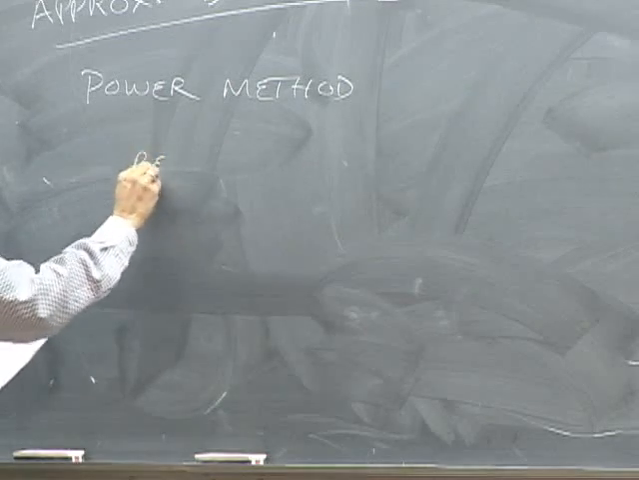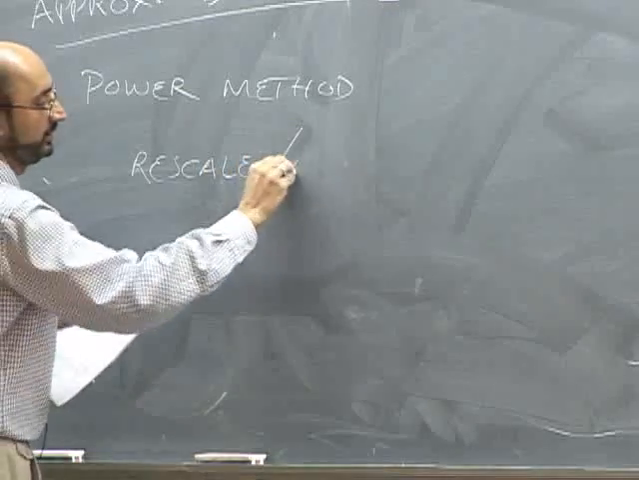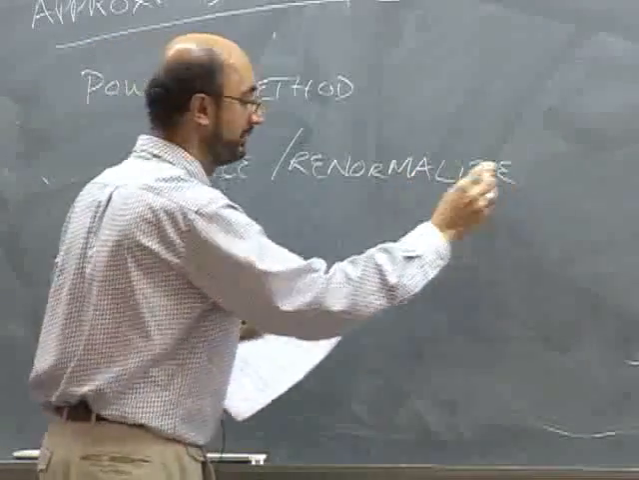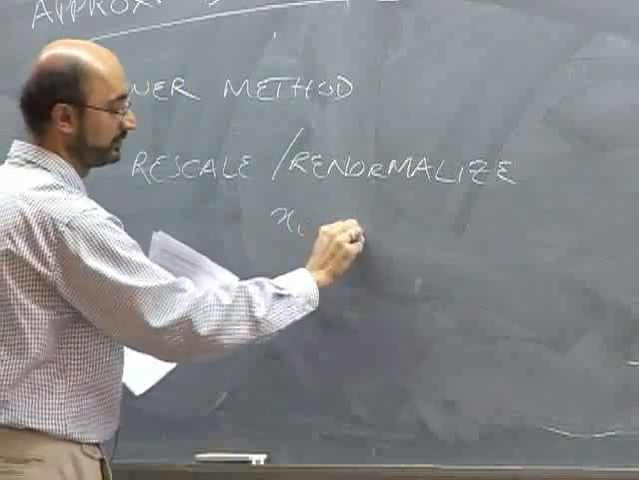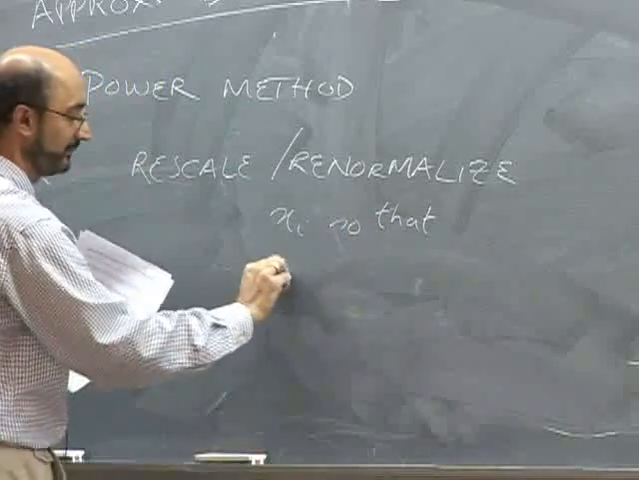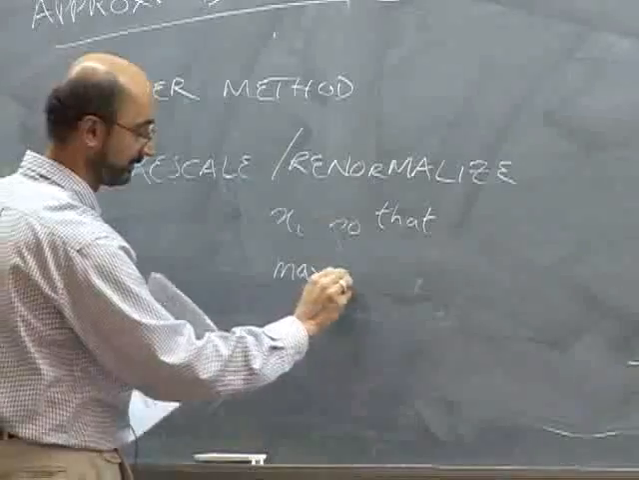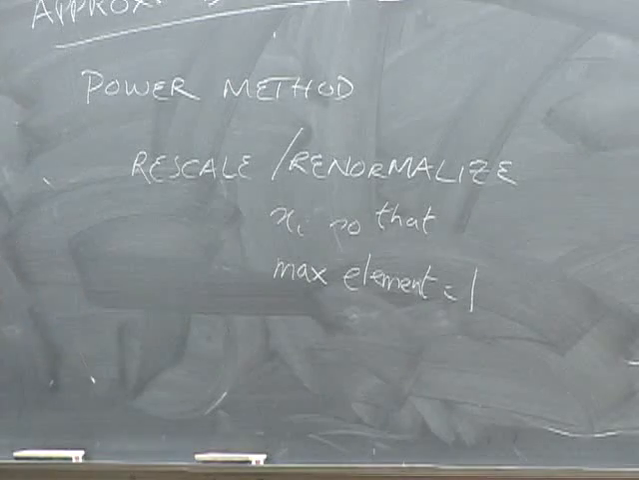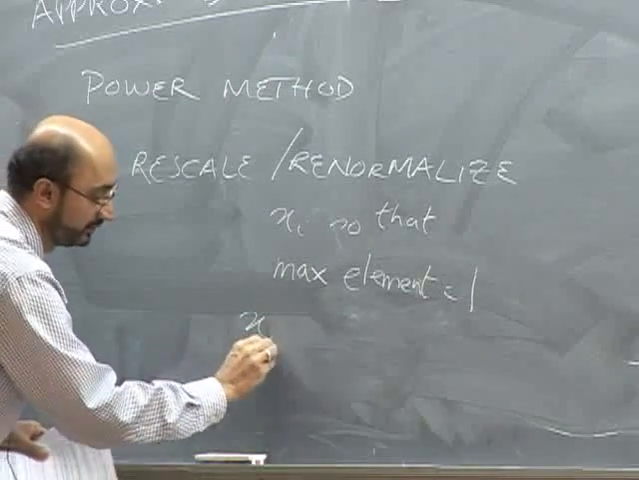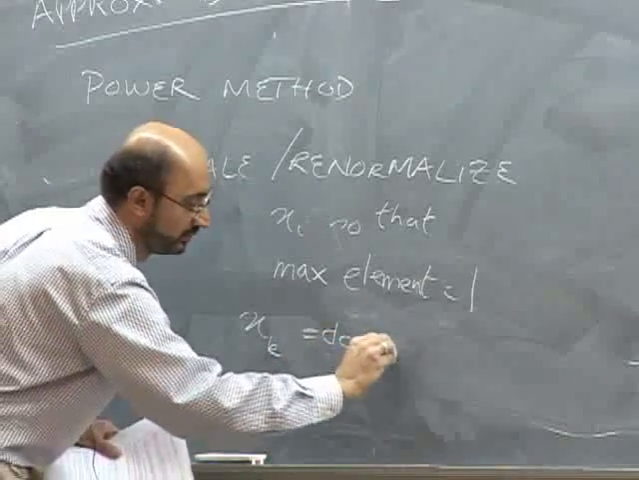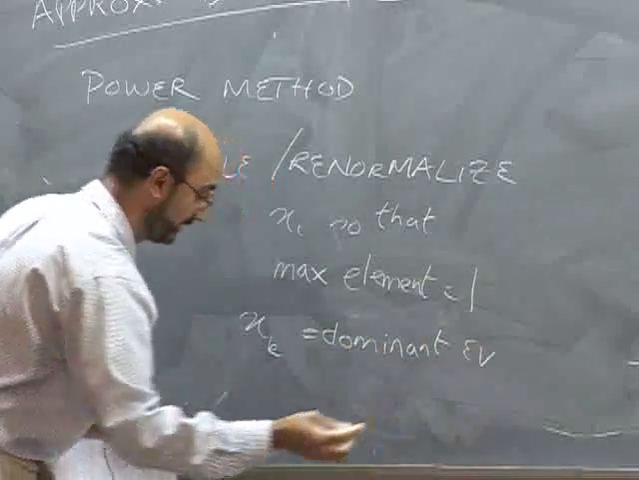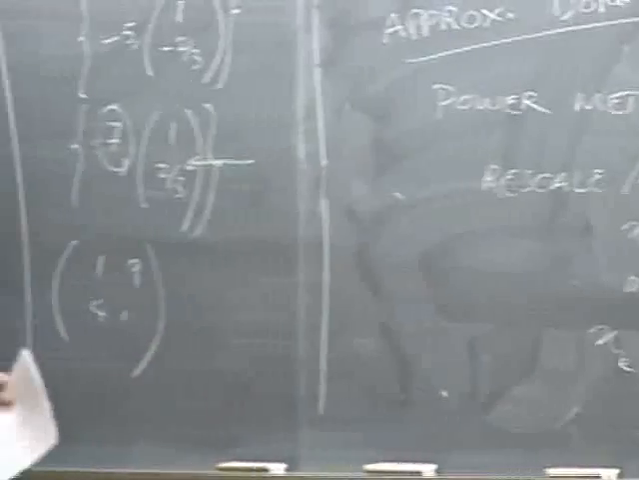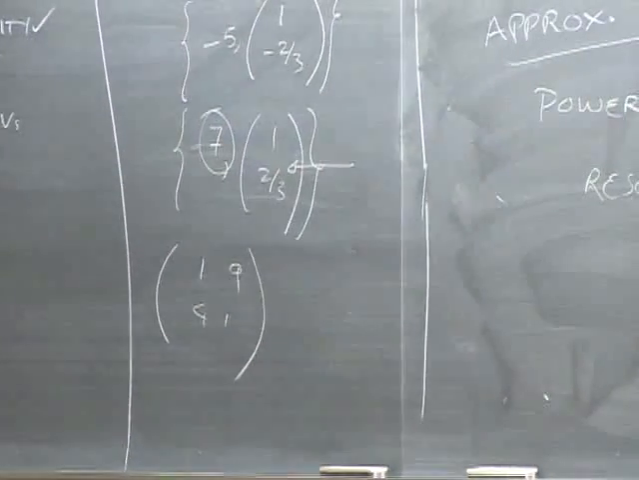So what we do is we rescale, or renormalize, another two words that people use, the vector x_i so that the maximum element is 1. Okay, if you do this, then x_k is the dominant eigenvector, the vector corresponding to the dominant eigenvalue. So what we're looking for is the vector 1, 2 over 3. Okay, and so let's just.